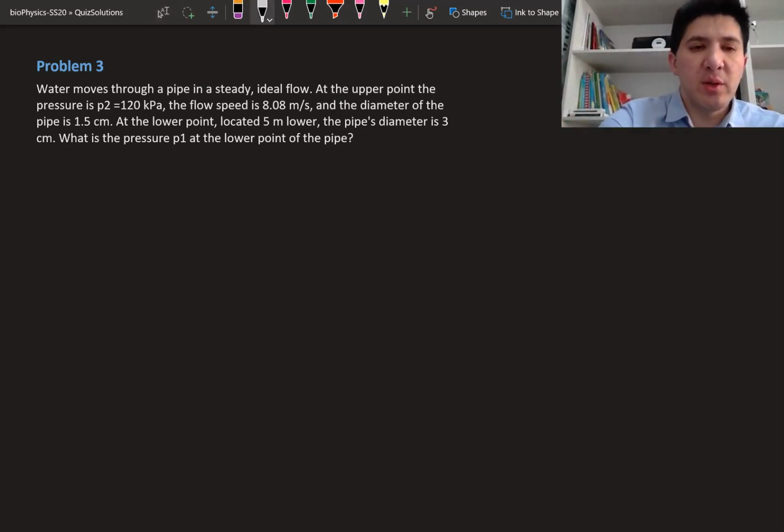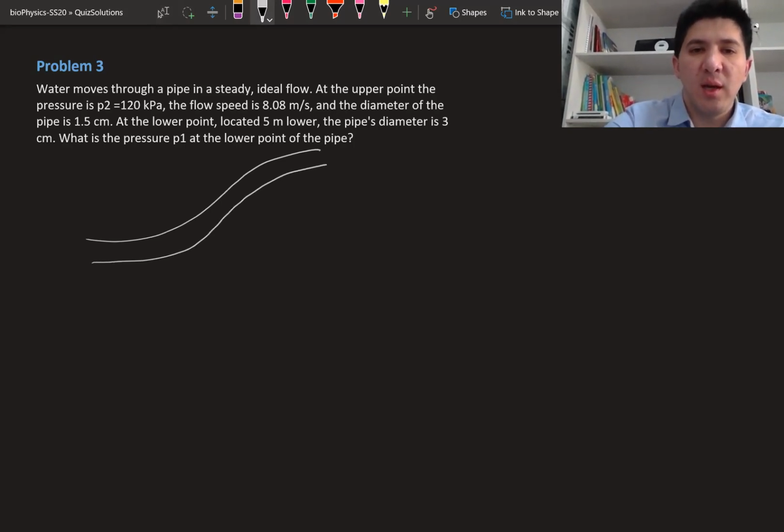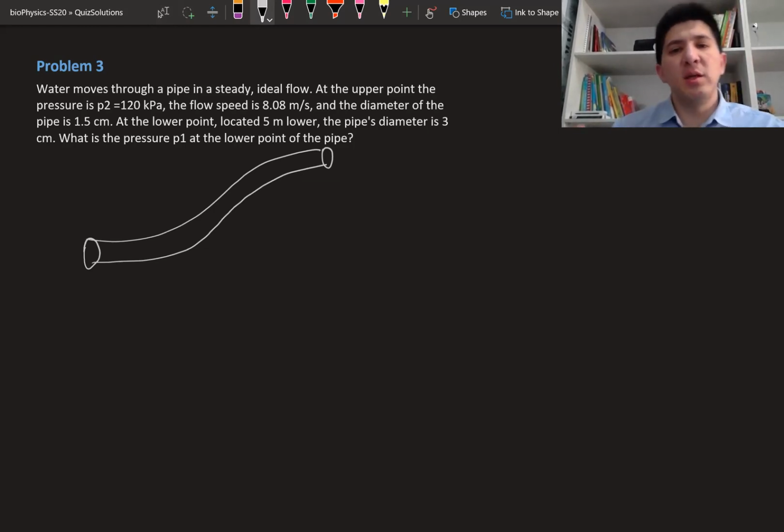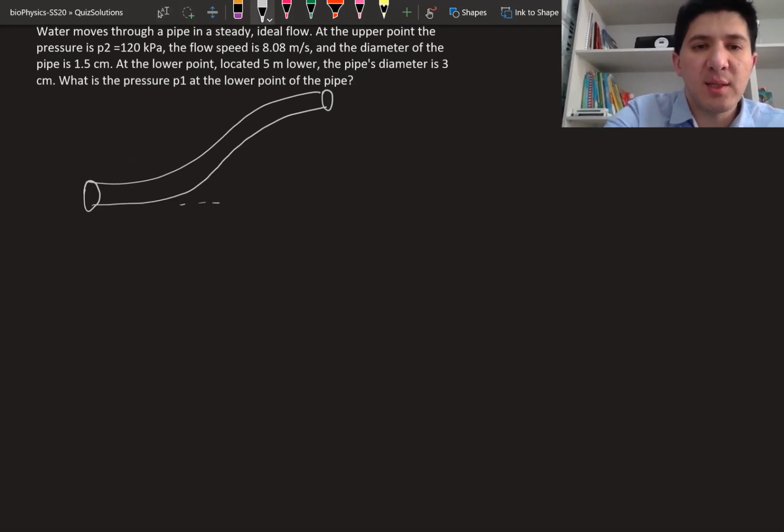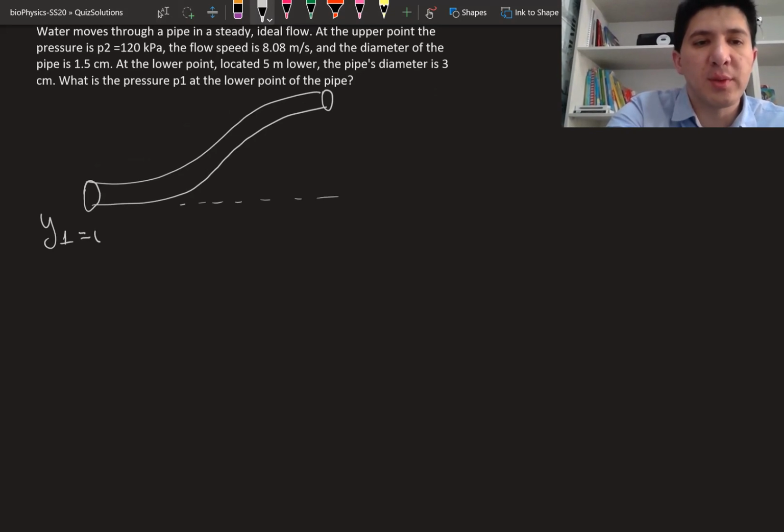So we need to use Bernoulli's equation, but we need to try to use it in a more clever way. You've got a pipe with two different cross-sectional areas, and the heights are different as well. I'm going to say this height here is y1, and this is equal to 0.